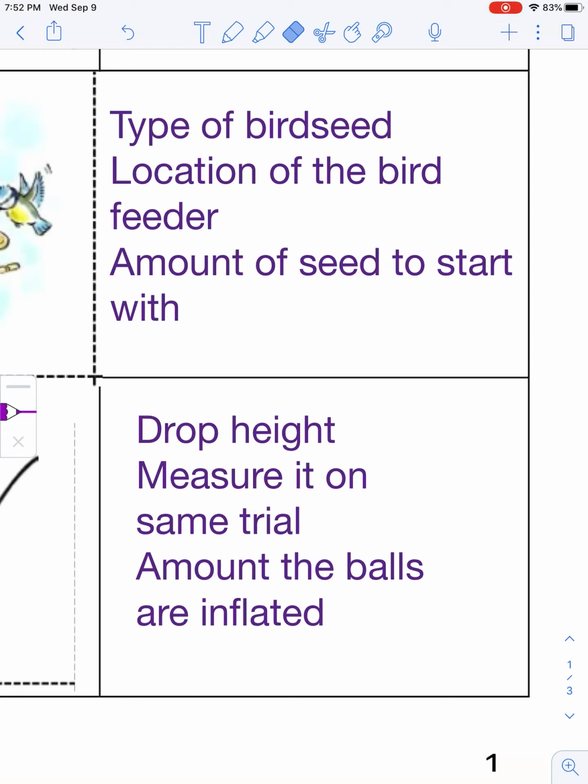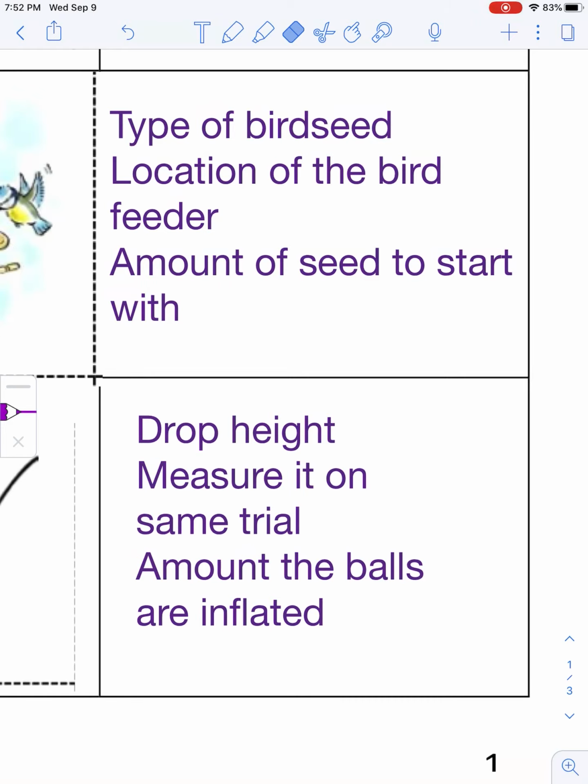We have to drop it from the same height every single time. We have to measure it on the same trial. And what I mean by that is, if you're going to take your measurement on the first drop, you have to do it for each one. If you're going to give yourself a practice drop and mark your height on your second drop, you have to do that every single time. You have to have a practice and then your trial. Or you're going to drop it on the first and measure it on the first drop every single time. Whatever you decide to do with your experiment, be consistent.